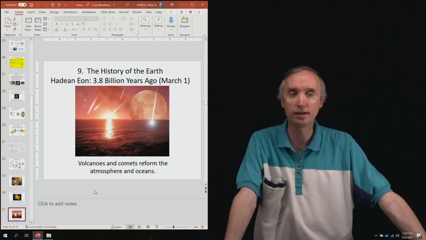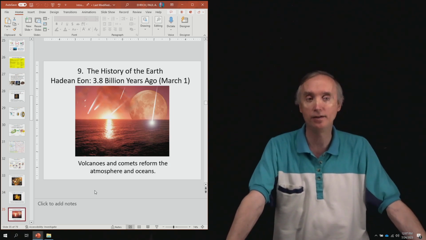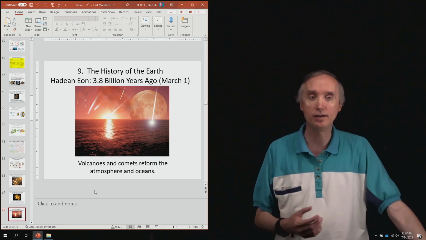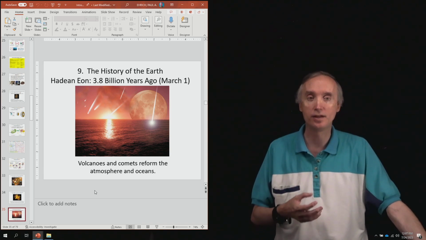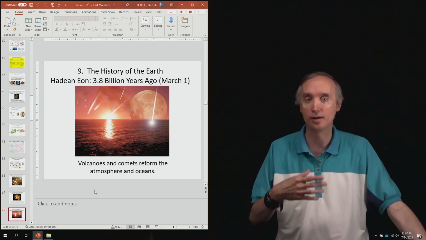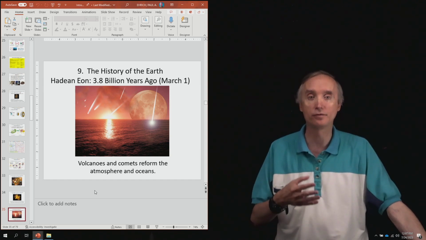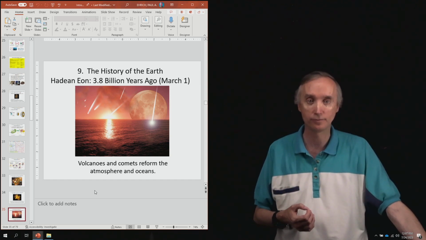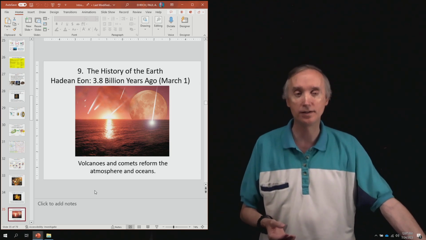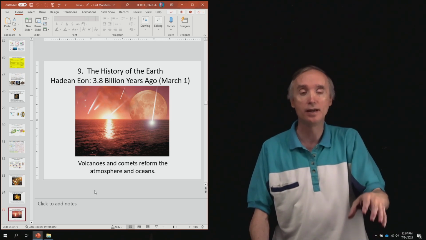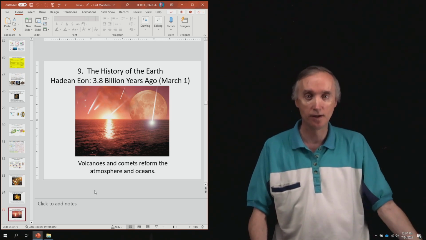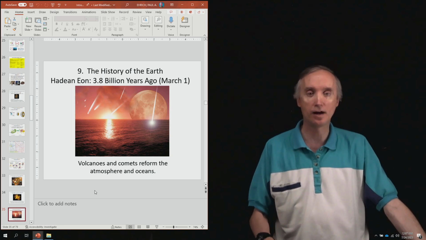Okay, then the next thing that's going to happen is that volcanoes are going to be erupting, and volcanoes give off water, and they give off carbon dioxide. So the carbon dioxide and methane are going to make up the first atmosphere of the Earth, and then the water is eventually going to condense and fall as rain, and is going to make the first oceans.